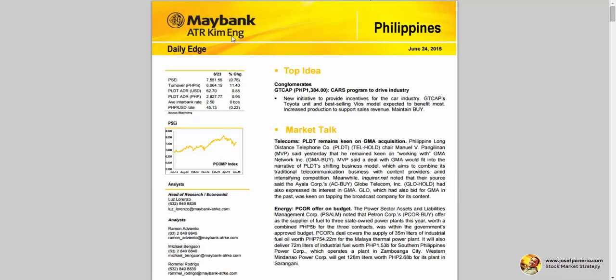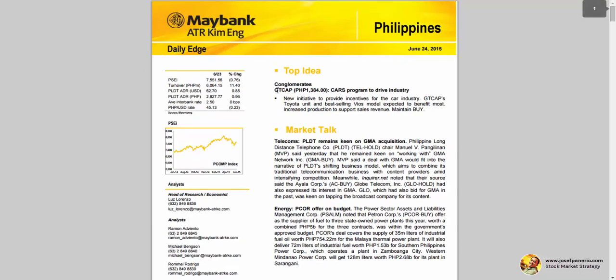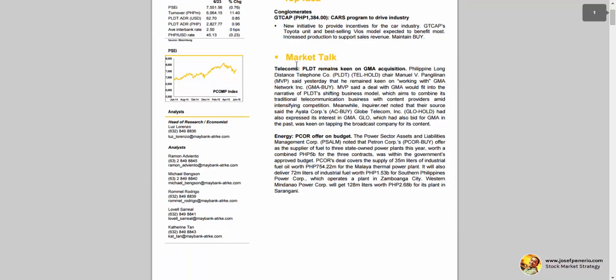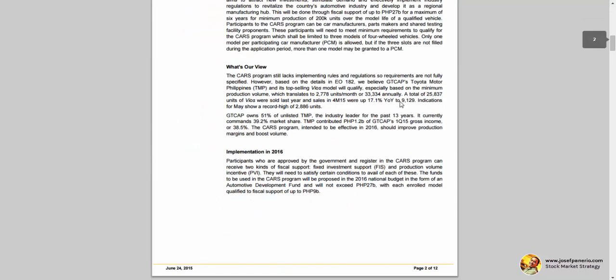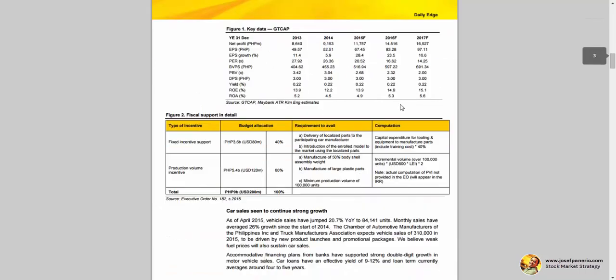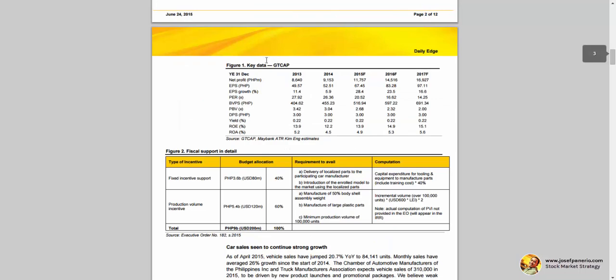And this is the daily edge. So this is where the information on the stock is. You have the buy recommendation, you have the in-depth research or news on that stock, for the energy, Petron, the power, so with the PSALM, their recommendation is buy. And this is the detailed research about, I think this is for GT Capital.